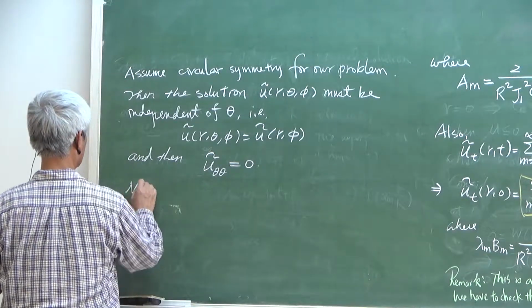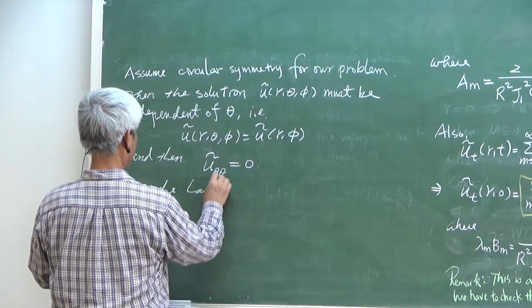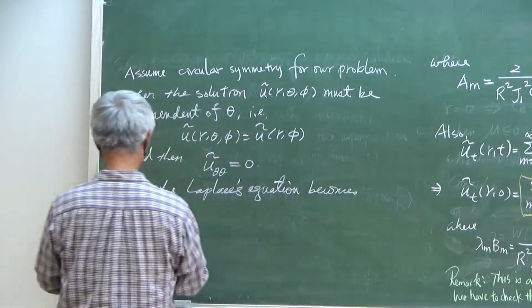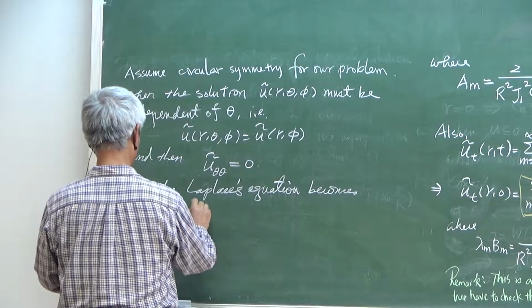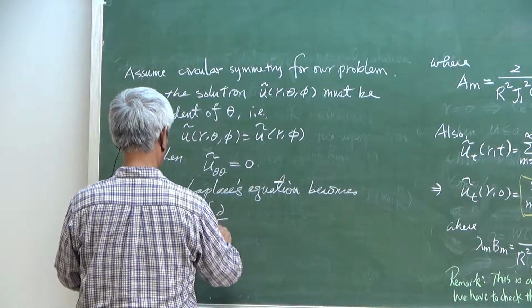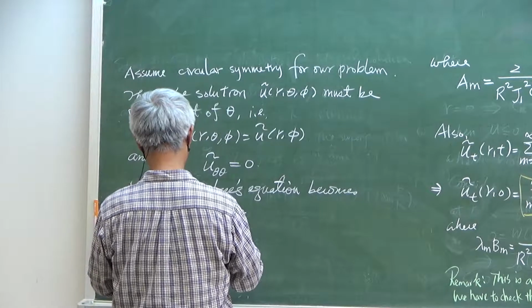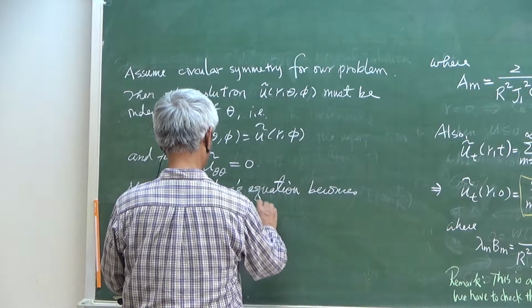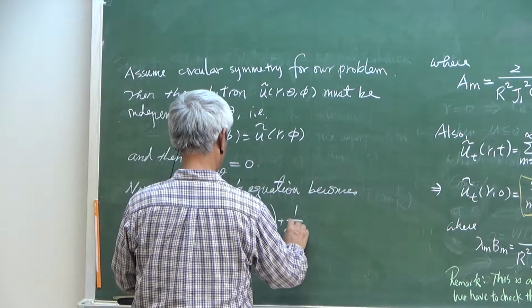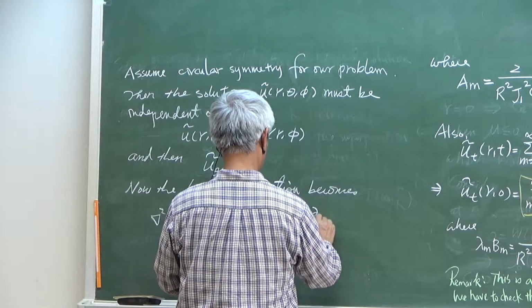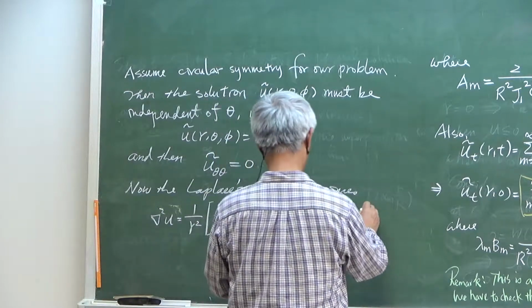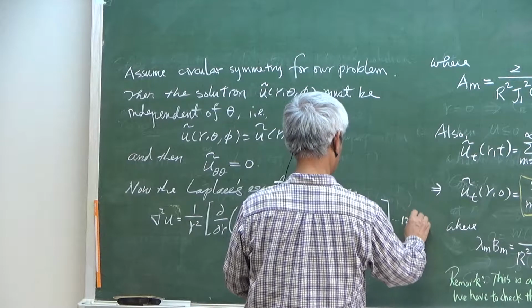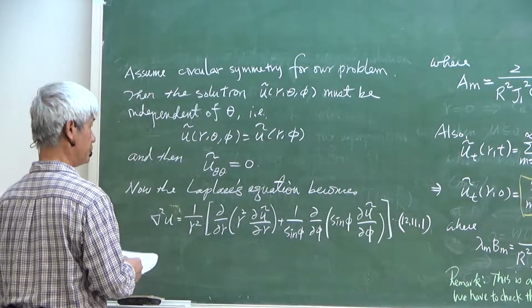Now, the Laplace equation becomes the equation with r squared and 1 over sine phi. Okay, so this is equation 12.11.1.